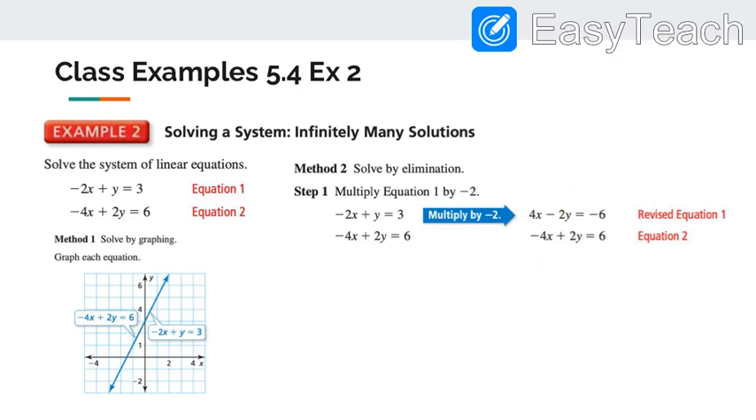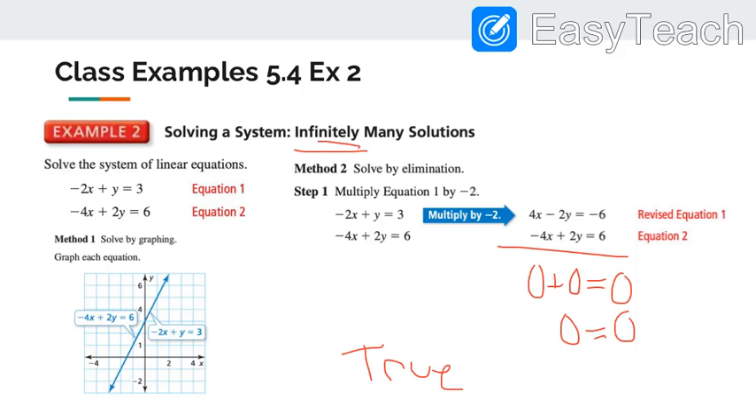We add them together by elimination. Well, 4x minus 4x is 0, plus -2y plus 2y is 0, and this is equal to 0 as well, because 6 minus 6 is 0. 0 is the same thing as 0, so because those two values are the same, and that's true, it means that then there are infinitely many solutions.